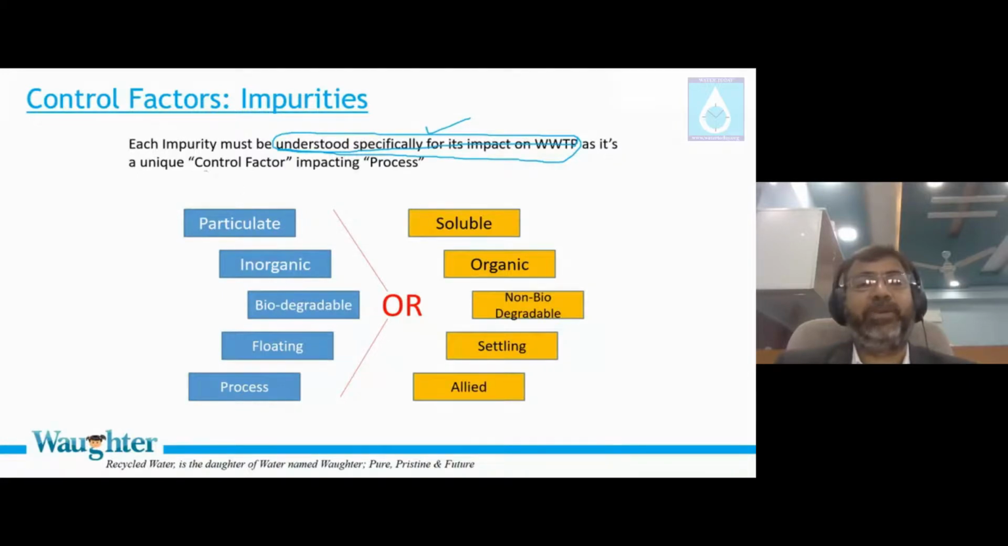And it's the unique control factor impacting processing. For example, you will have to deal with particulates, inorganics, biodegradables, floating matter, these kinds of impurities. You have to understand the process by which they are getting generated. Okay, what is the process happening? Now, process is not a term for industry only. We are having washing, cleaning, and all that. Process is even a process for humans.